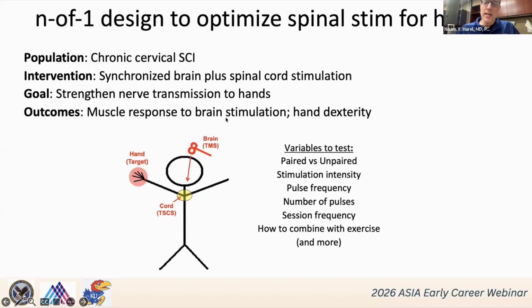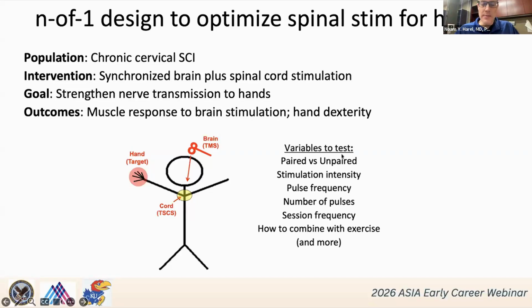So there are a lot of variables that need to be tested just for this one intervention. When you're talking about stimulation, there are a lot of stimulation variables. It's not just flicking a light switch. We have to test a lot of these things. We don't know enough as a field how much each individual responds to different parameter combinations in these types of studies.